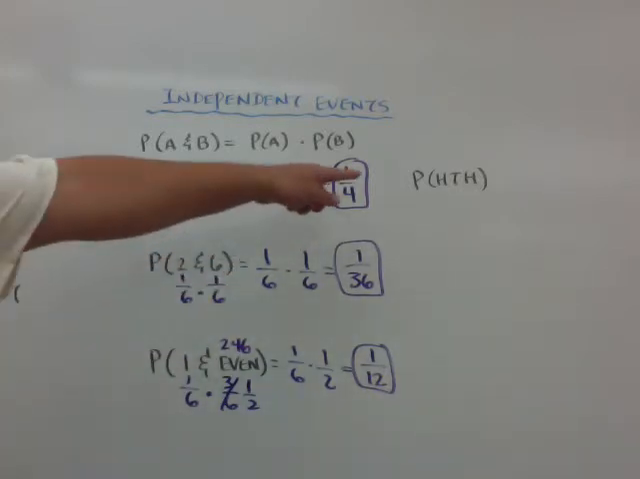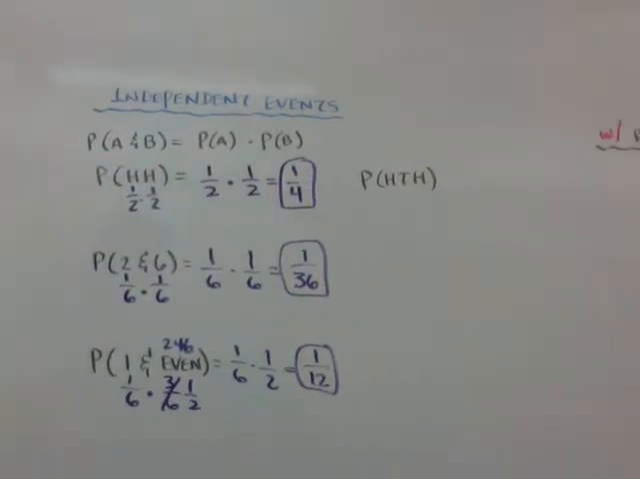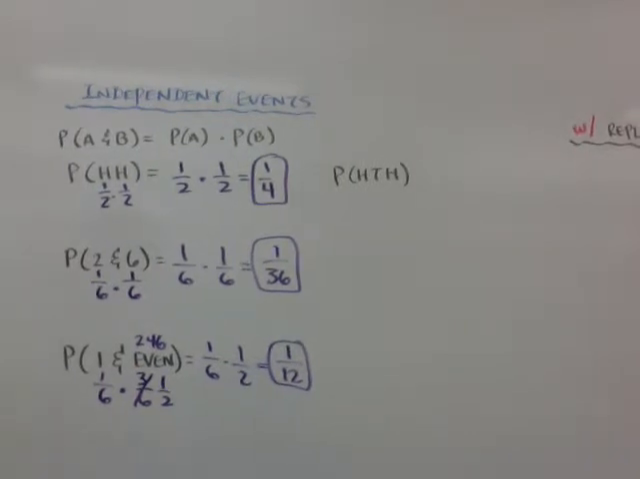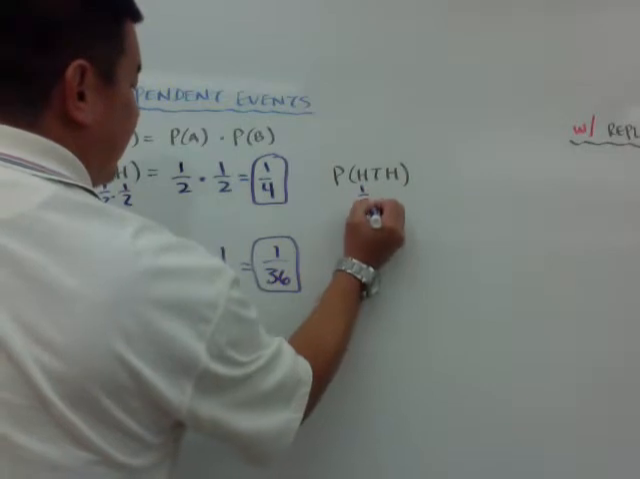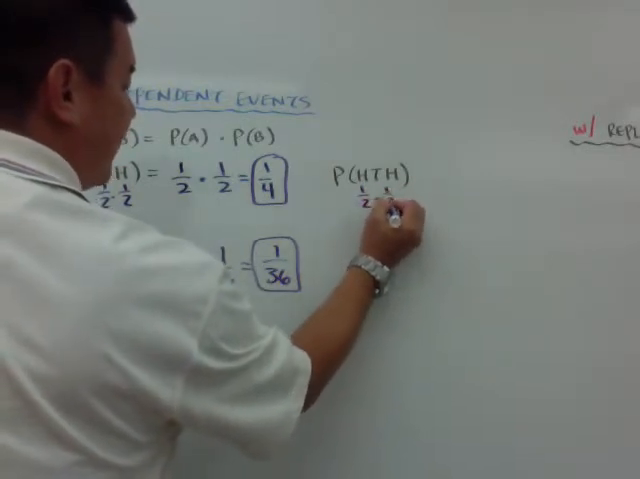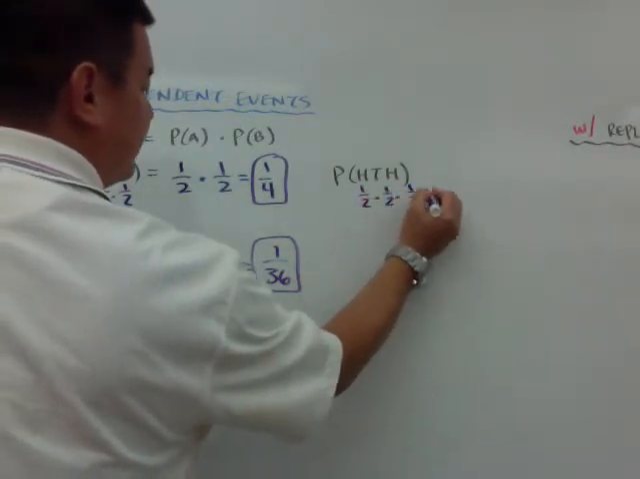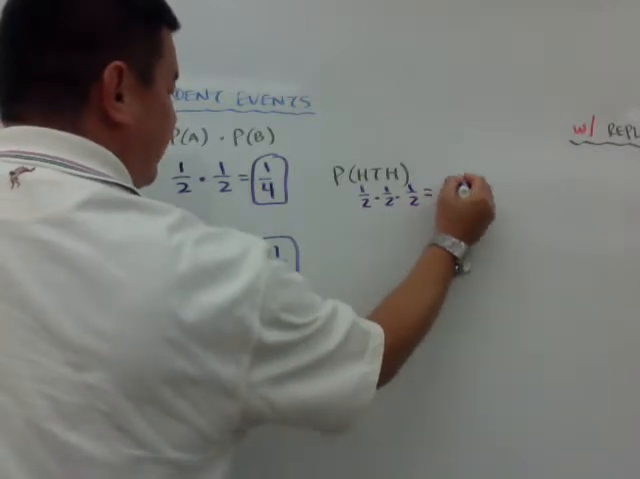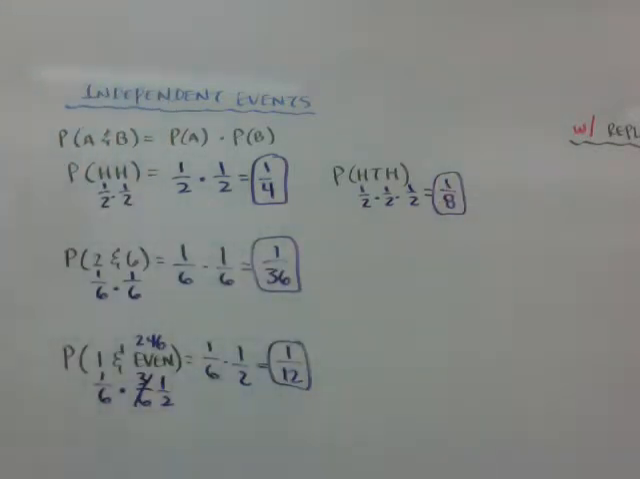Here's another one. If you had a probability of getting a head, a tail, and then a head, you're flipping the coin 3 times, it's just multiplying. 1/2 times the tail would be 1/2, and this head would be 1/2. So it'd be 1/8. So you're just multiplying all 3 probabilities. And if there's more probabilities, again, you just multiply them all.